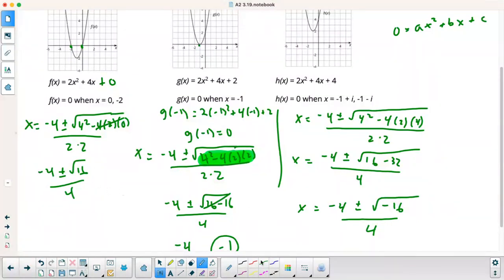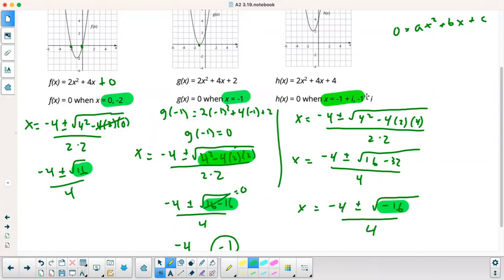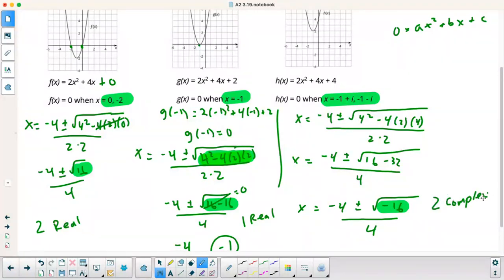But what we want you to see here is when this value is positive, we end up with two solutions. When this value here is 0, because I didn't write 0, but this would equal 0, right? When that value is 0, we end up with one solution. And when that value is negative, we end up with two complex solutions. So two real, one real, and then two complex, okay? So that's the goal of that warm-up, all right?